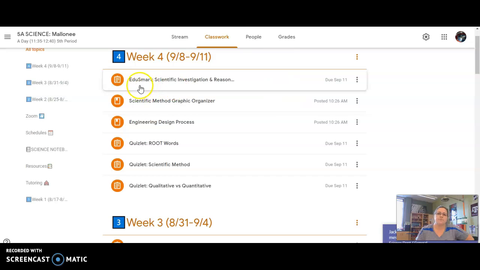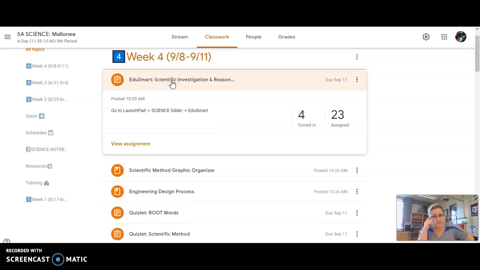Okay, so this EduSmart is one of our digital resources that I wanted you to see if you could get into. Some people got in fine today and other people didn't, and it's nothing to do with you. You'll see on here where it says go to Launchpad, and then when you're in Launchpad there's a science folder, and you'll see EduSmart. It's like a little blue guy with an E for a head, because that's weird, and he's kind of got like a Hamilton pose going on. So log in there and see if you can see your assignment. It'll say scientific investigation and reasoning.